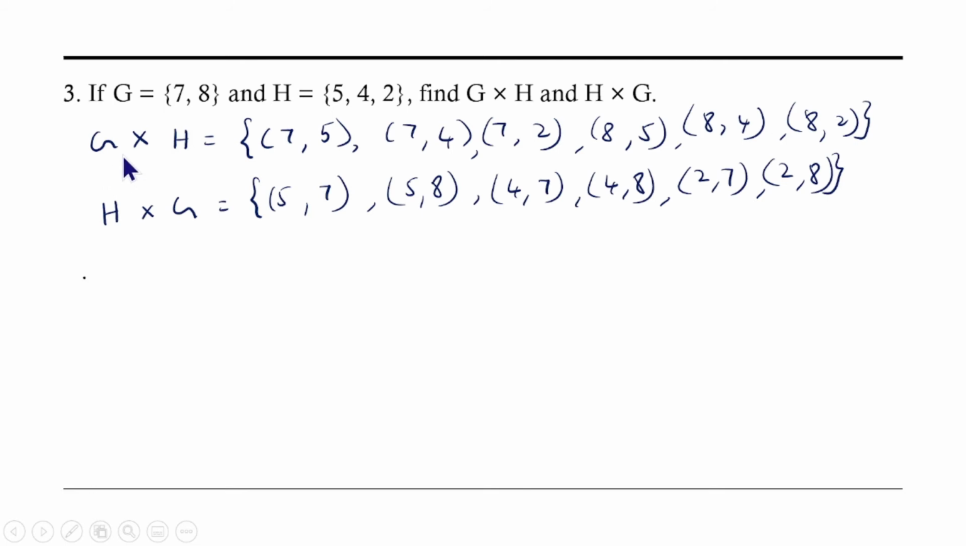So we were asked to find G cross H and H cross G. G cross H is (7, 5), then (7, 4), then (7, 2), then (8, 5), (8, 4) and (8, 2). Then H cross G consists of the ordered pairs (5, 7), (5, 8), then (4, 7), then (4, 8), then (2, 7) and (2, 8).